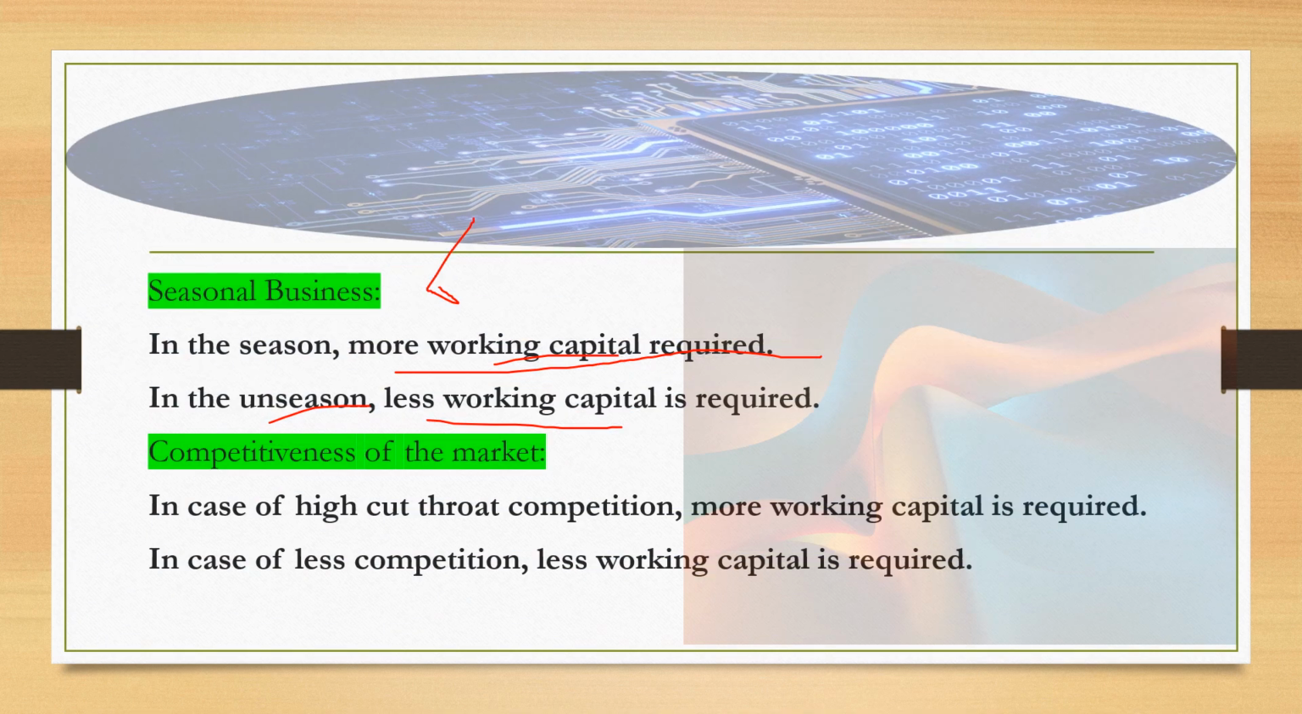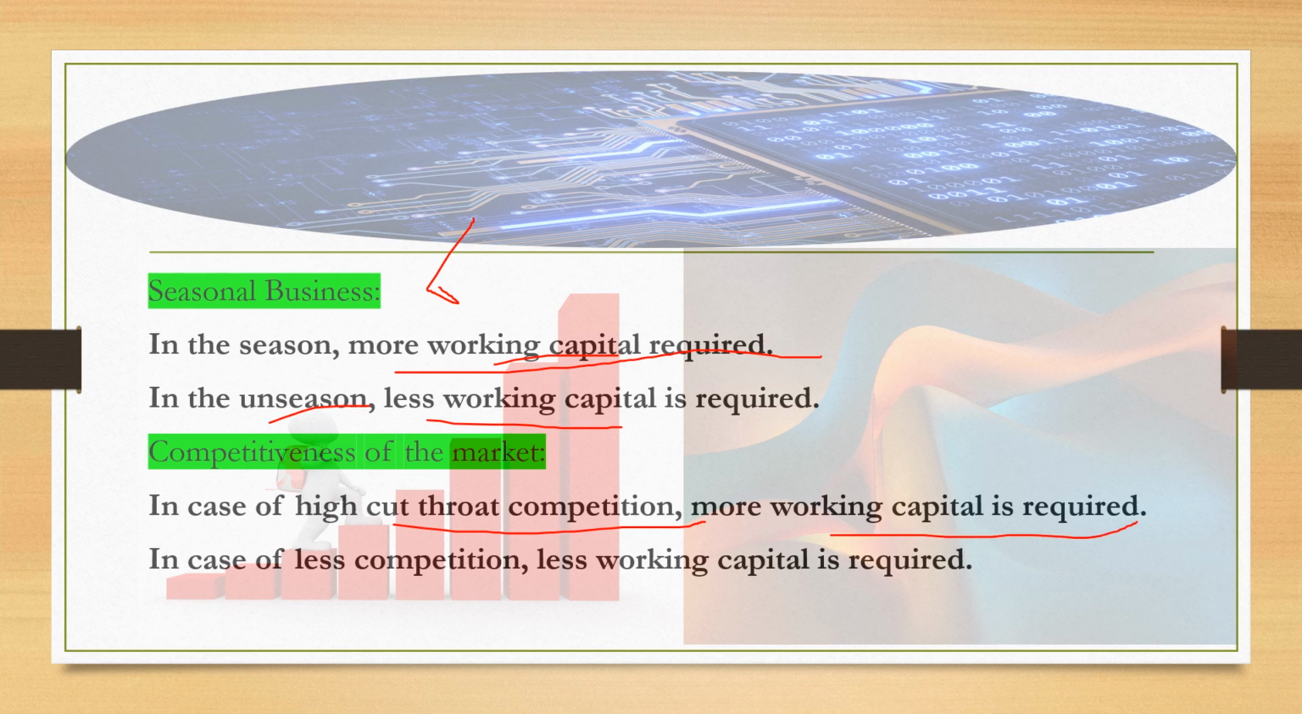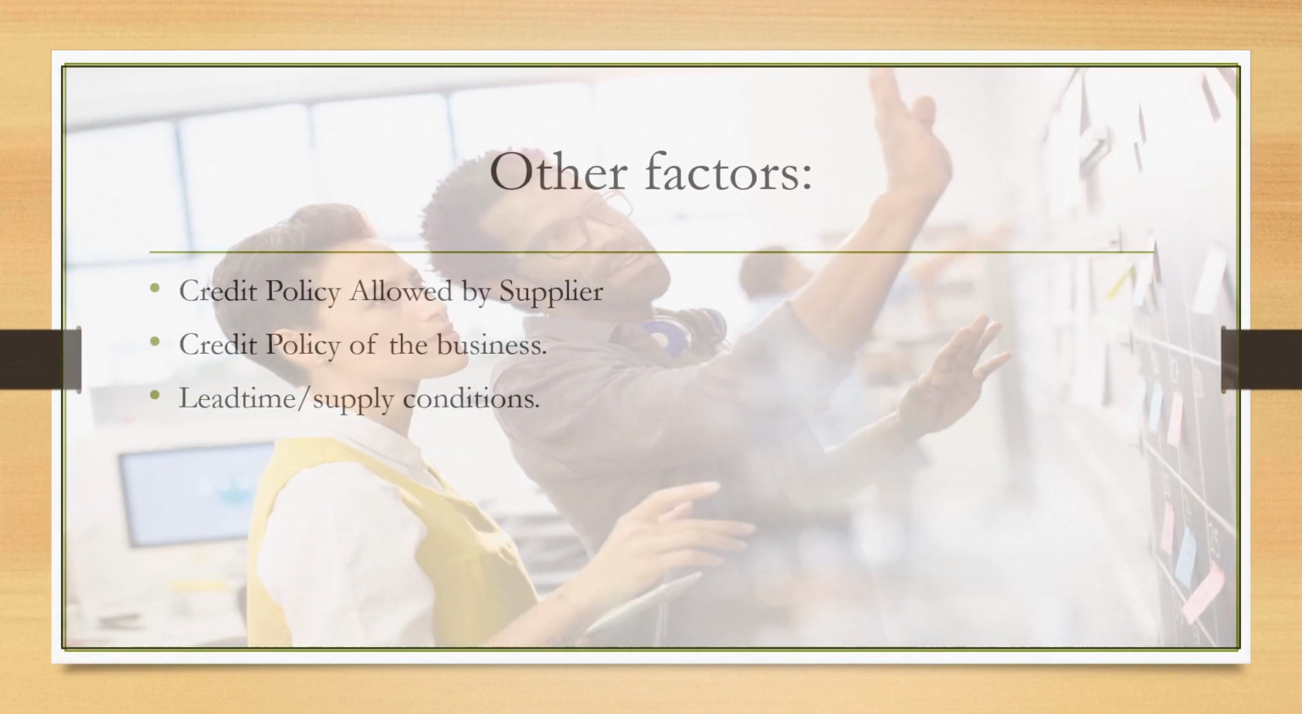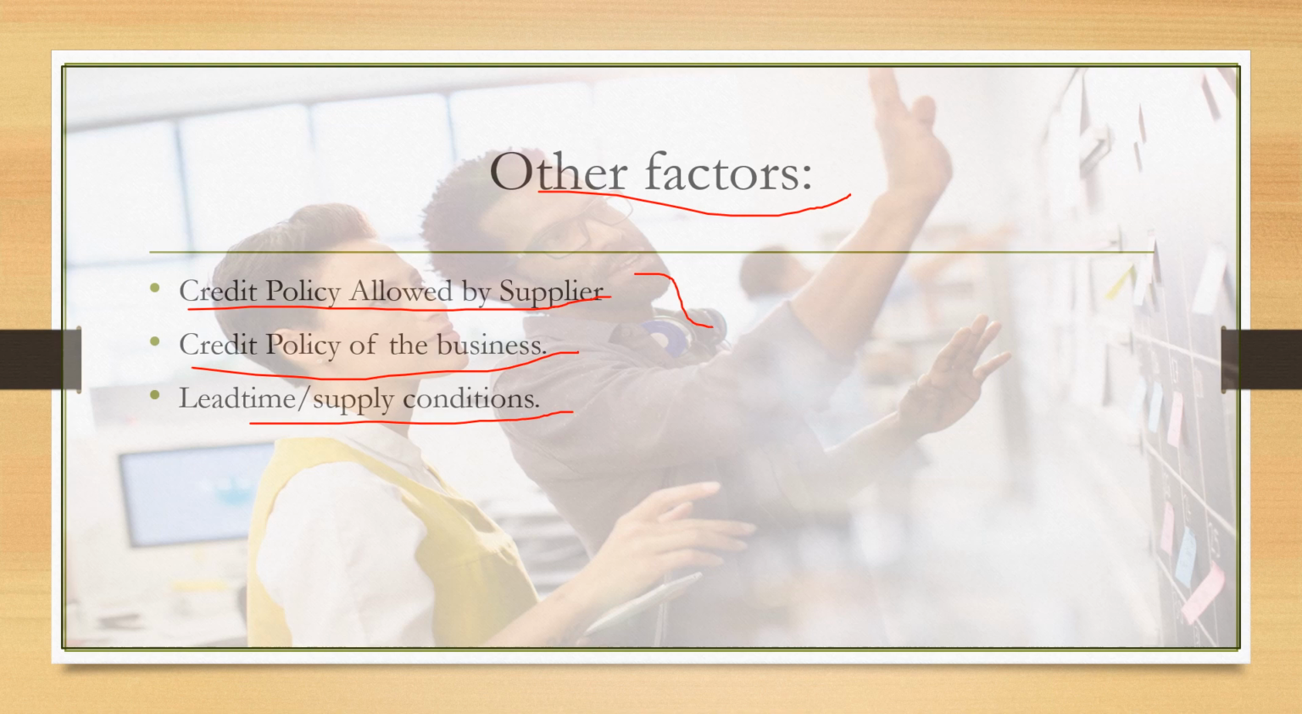Then next, competitiveness of the market is another factor. In case of high competition, more working capital is required. In case of less competition, less working capital is required. If there is no competition, no working capital is required. Then we'll see other factors of working capital: credit policy allowed by suppliers, credit policy of the business, and lead time or supply conditions. Based on these, our working capital also depends.